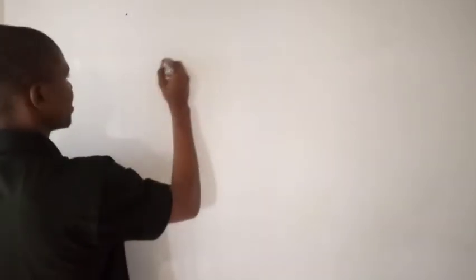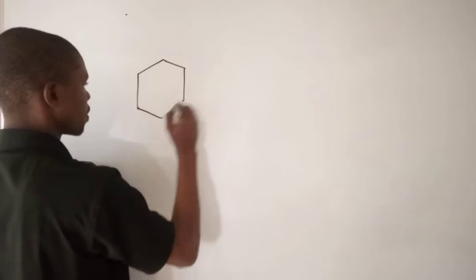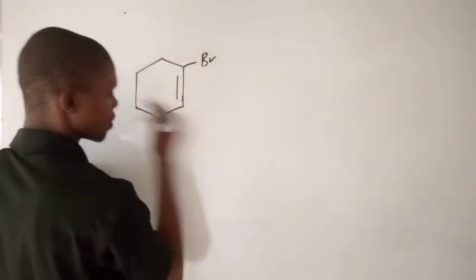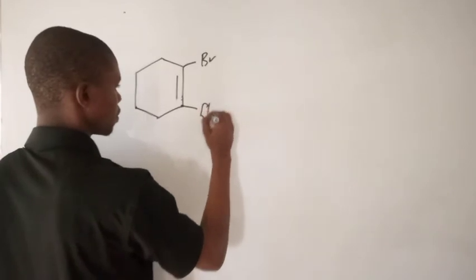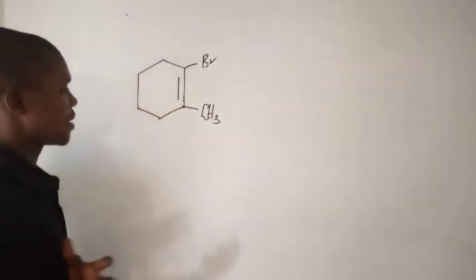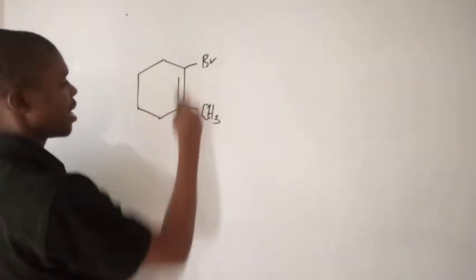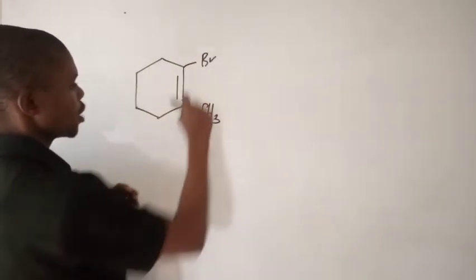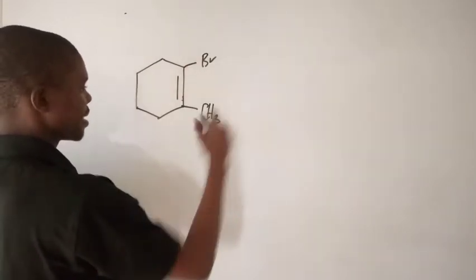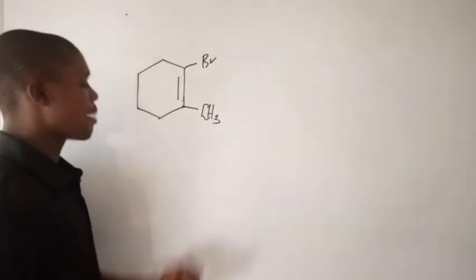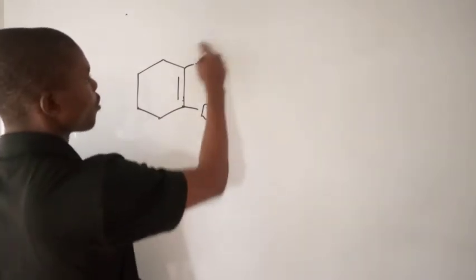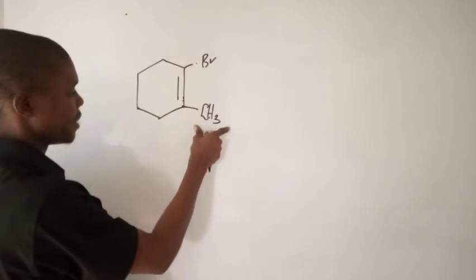Now when you have something like this, how do you name it? These two carbon atoms carrying the double bond have bromo and methyl. The solution is that bromo is carbon 1, because one will come before the other. Bromine comes first before methyl.